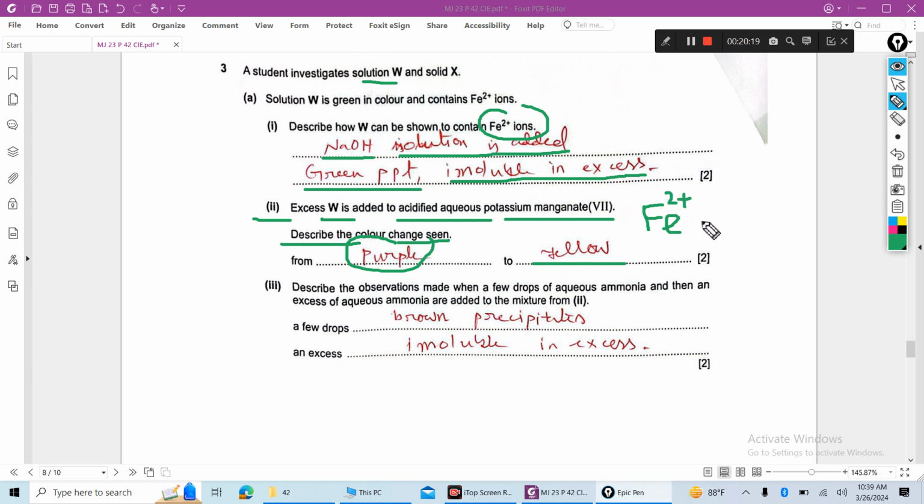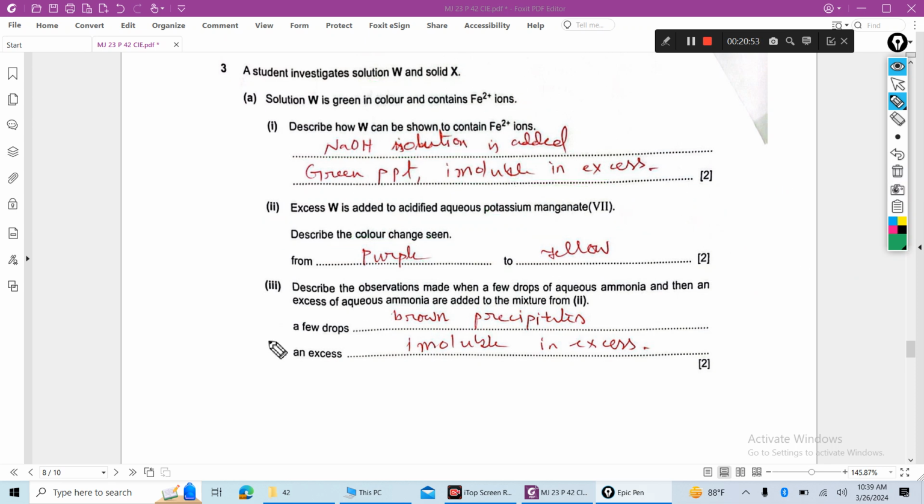Iron 2 ion is oxidized to iron 3 ion. Iron 3 ion aqueous solution is yellow color. So the observation will be purple to yellow, because potassium manganate 7 oxidizes iron 2 ion to iron 3. So iron 3 ion solution is yellow color.